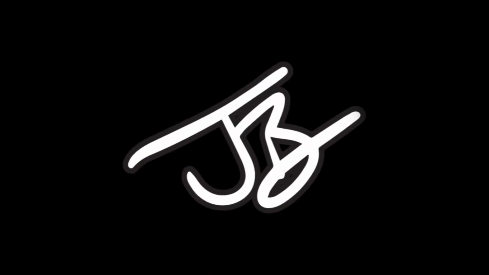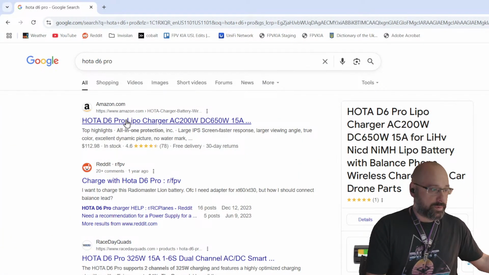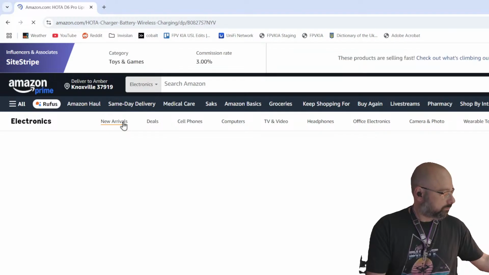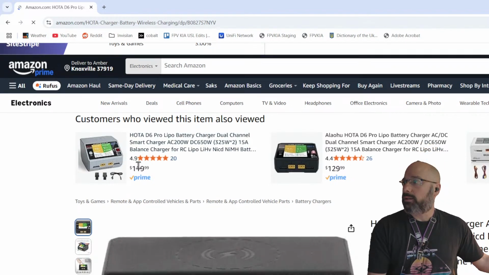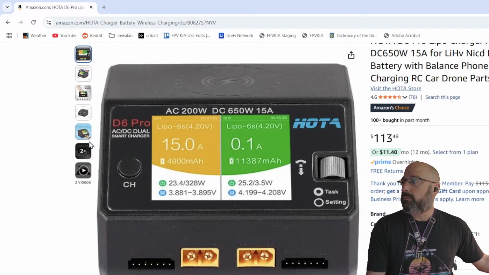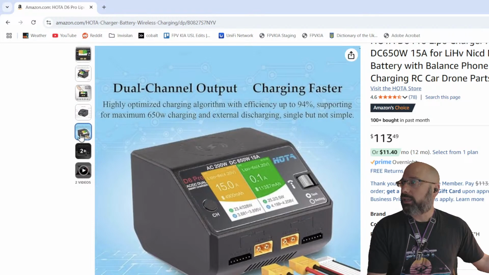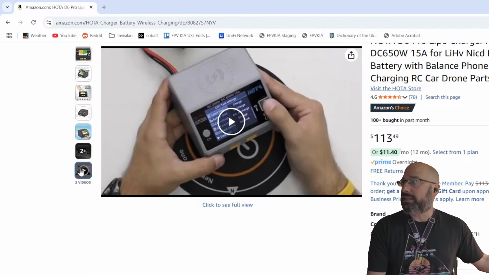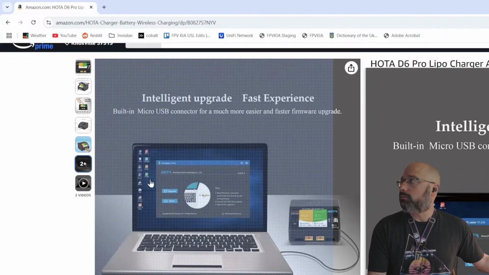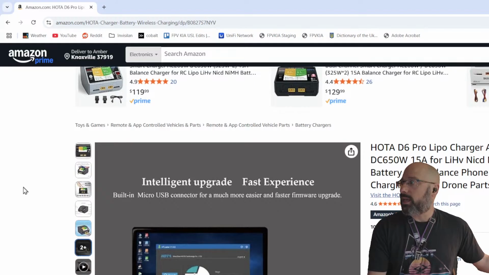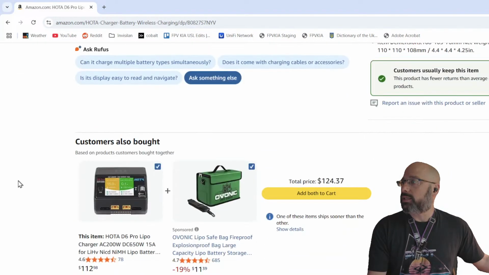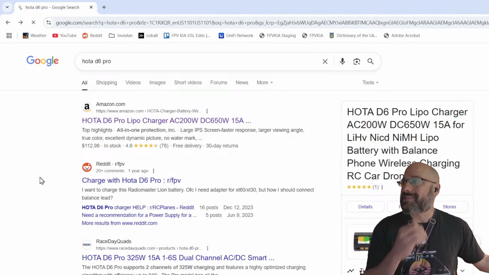If we look at this LiPo charger, this is the Hota D6 Pro, and if we look, it is an AC and DC LiPo charger. So where can we see that? I wish we could see a picture of it, like the back of it. Let me just go to images.